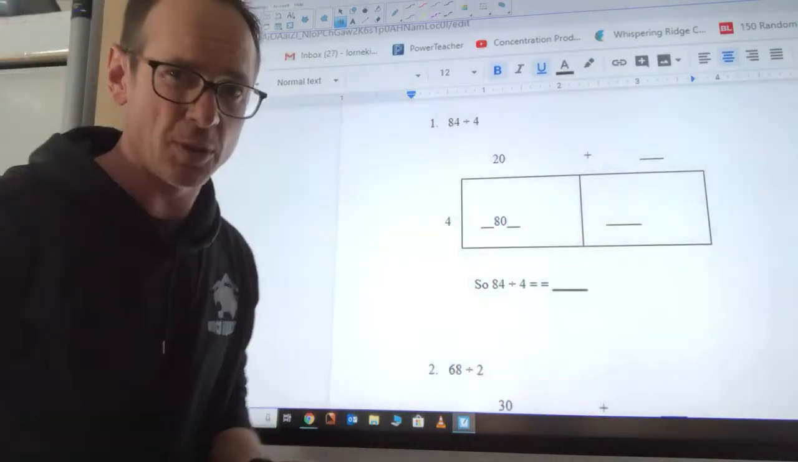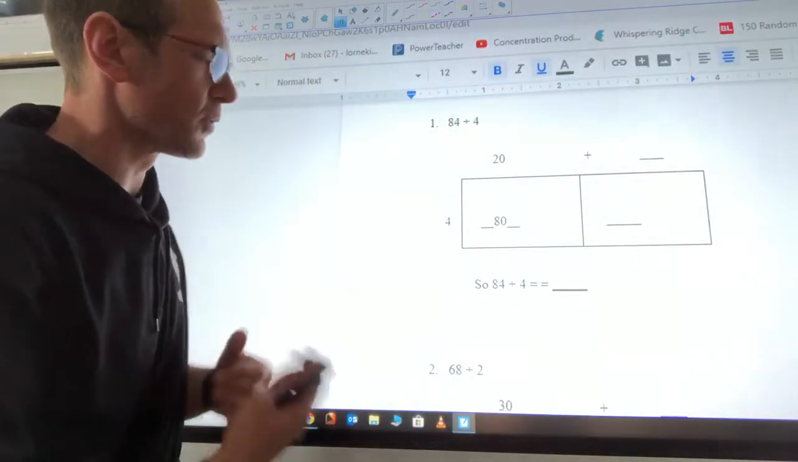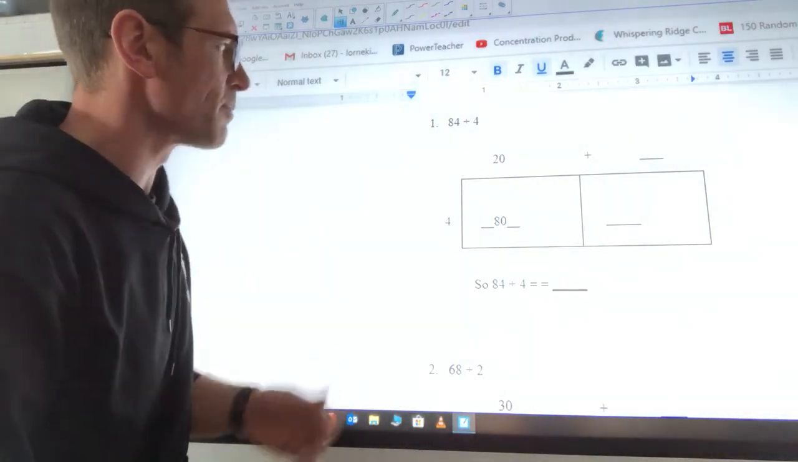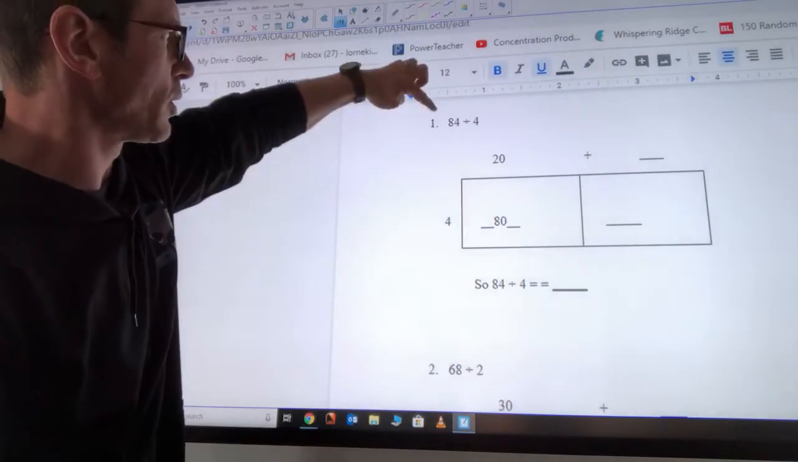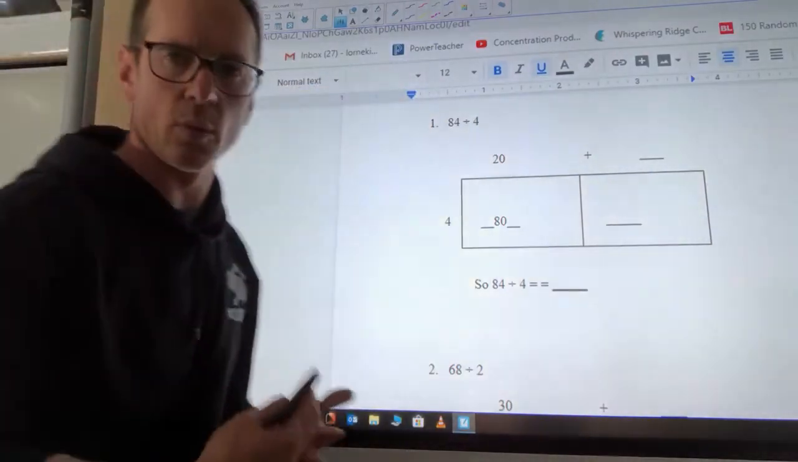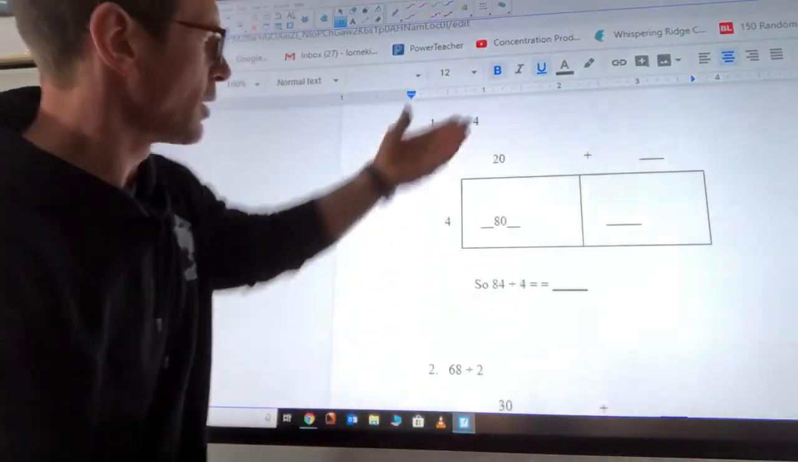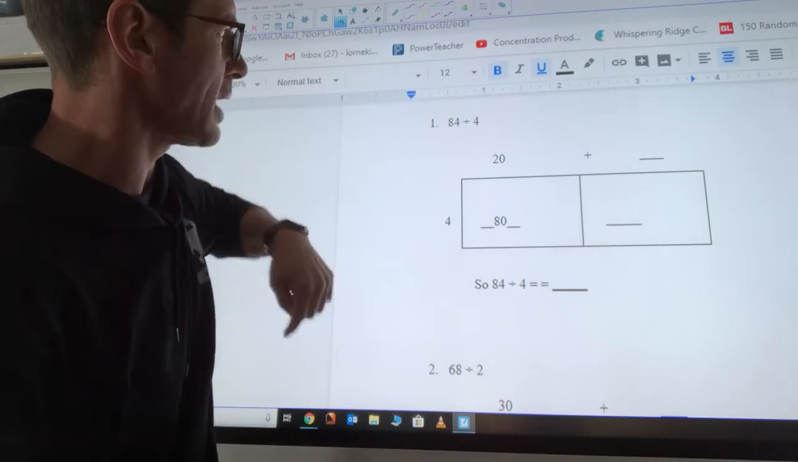So we don't really have to do the steps of figuring out, well, if 10 times 4 is 40, it's got to be more than 10. 20 times 4 is 80. 30 times 4, by the way, is 120. And we're only trying to get to 84, so we know that's going to be too much. So our answer is going to be 20-something. If 20 times 4 is 80, how much more do we have to go to get to 84?